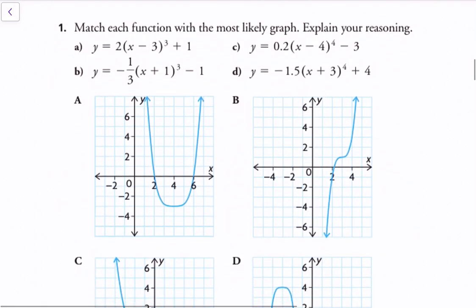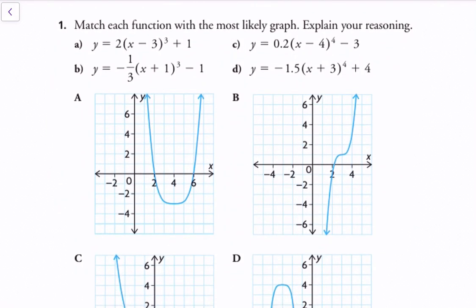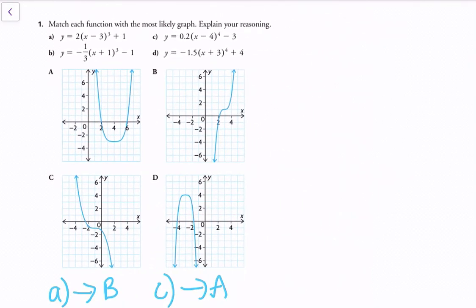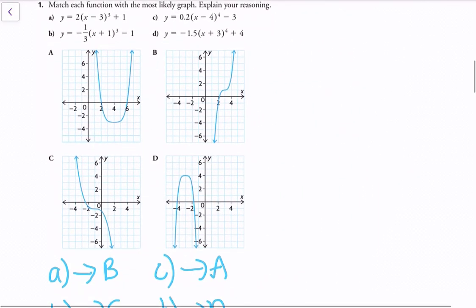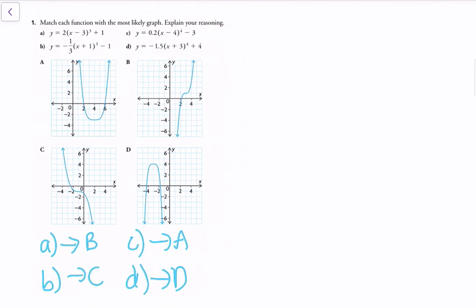So now we're going to match each function with the most likely graph and explain our reasoning. Okay, so a couple things you want to do here. You want to first of all look at the equations we're given, and we're going to look at the characteristics of those equations and then match them to the graph. So for A, we can see that this is a cubic with degree 3, that there's a horizontal translation right 3 units, that there's a vertical stretch by a factor of 2, and that there's a vertical translation up 1 unit.